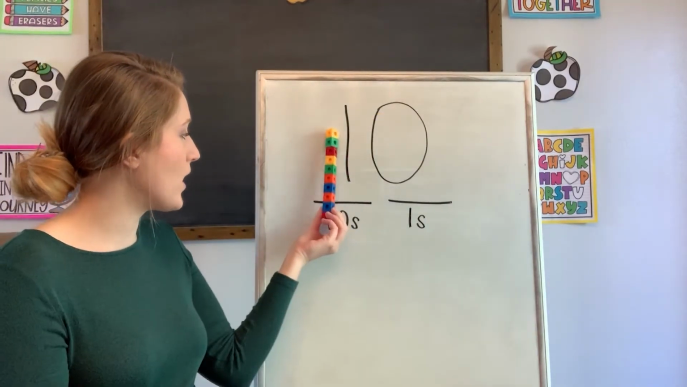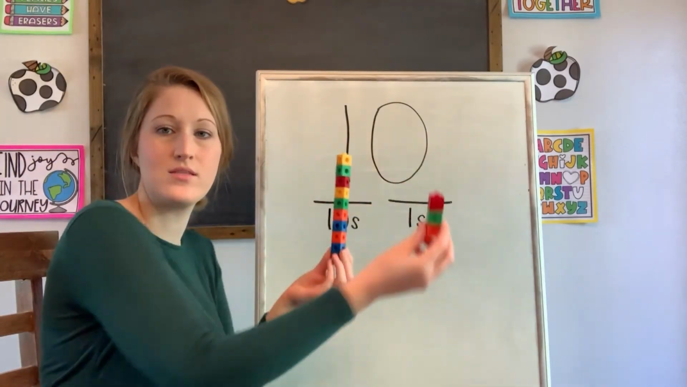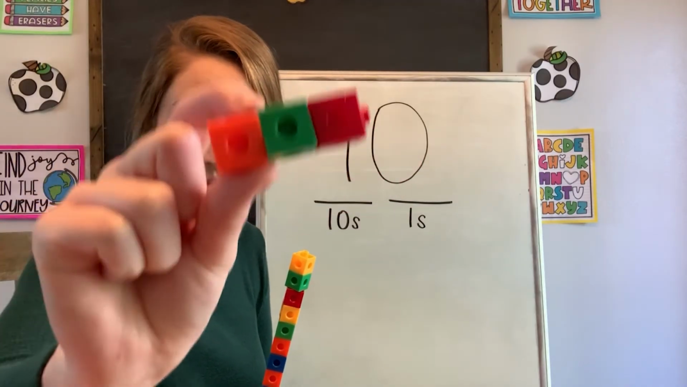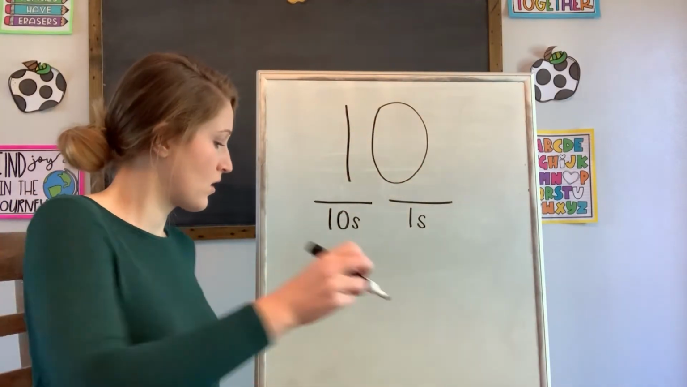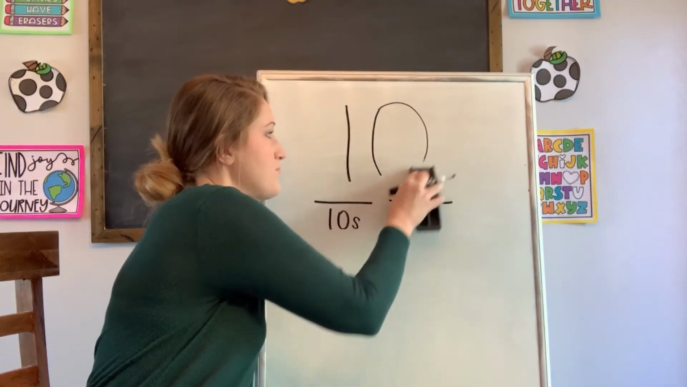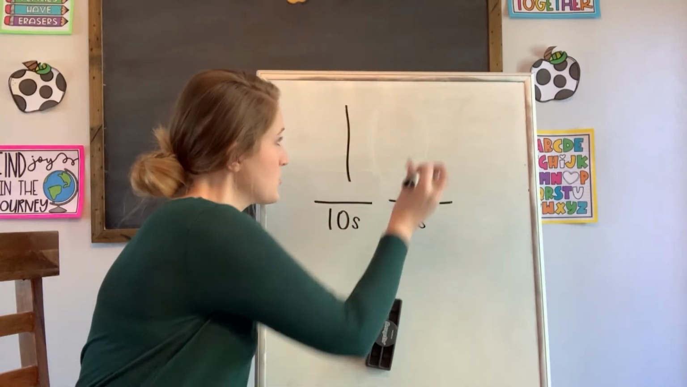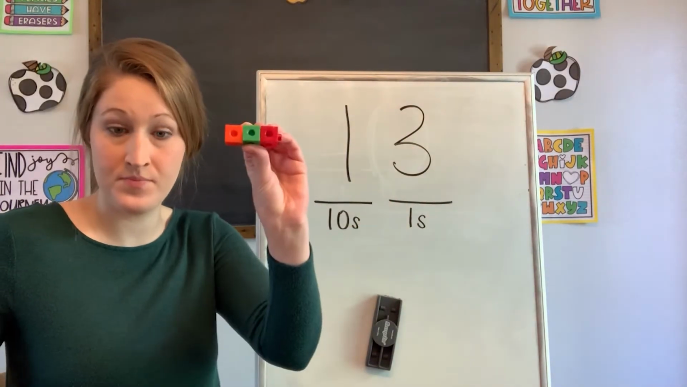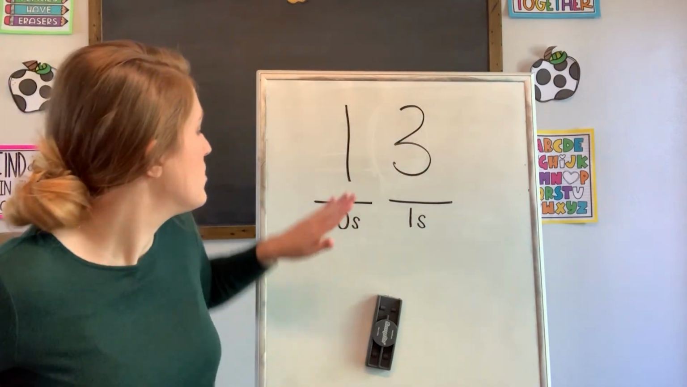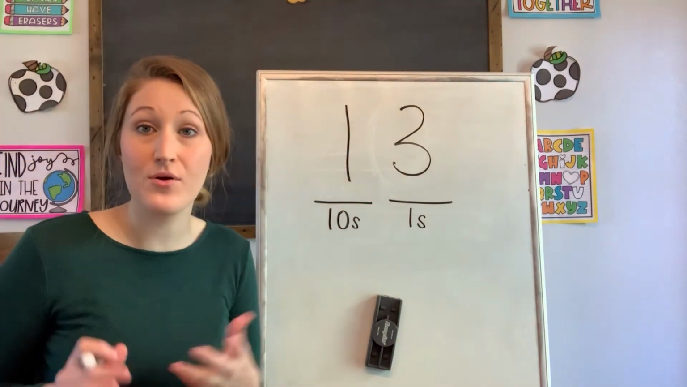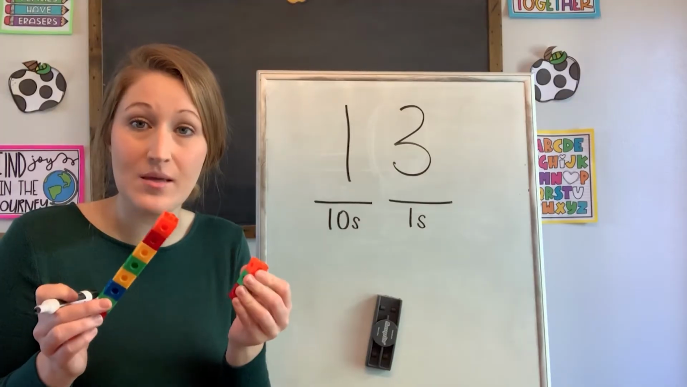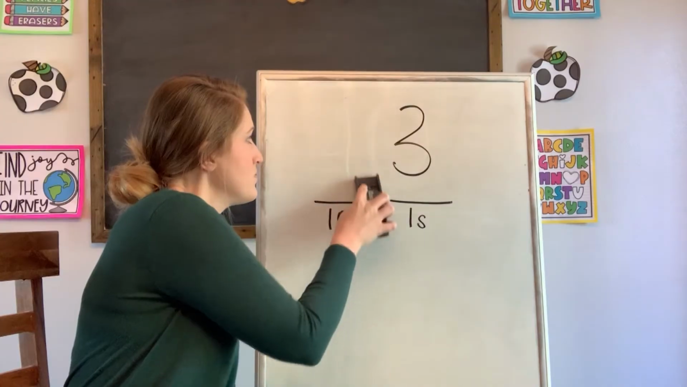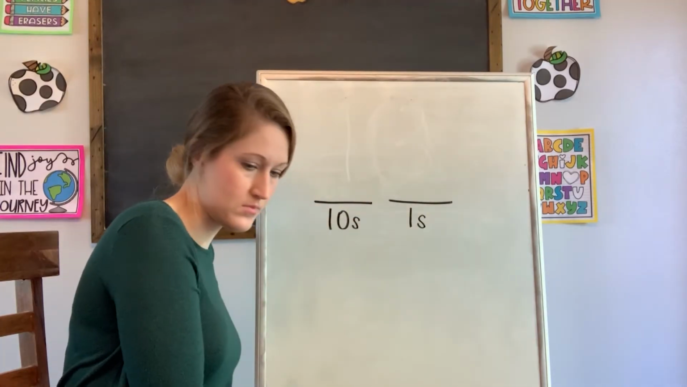So right now I have 1 ten and some extra ones. How many extra ones do I have? That's right, there's 3 of these guys. Let's change that. So I have 3 right here. 3 ones and a group of 10. So 1 ten and 3 ones is the number 13. I have 13 blocks in all. All right, let's try another one.